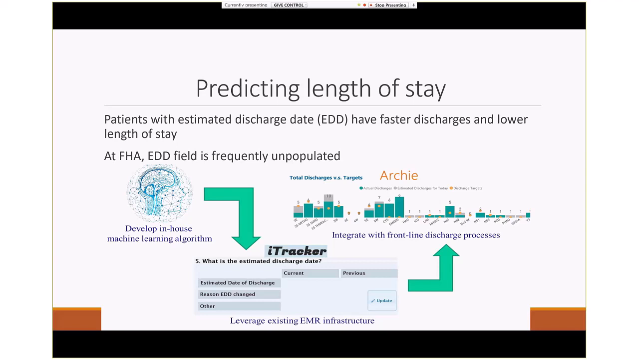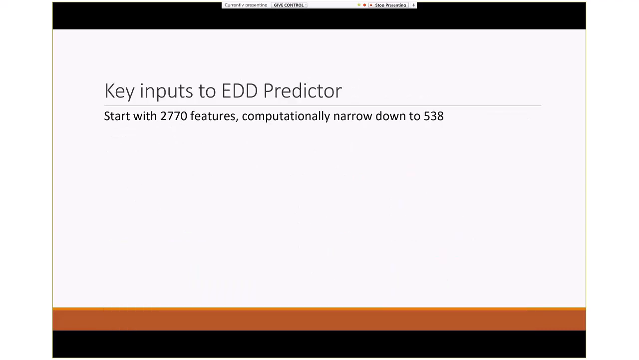And the way that we want that EDD to be used is to inform the daily number of people who can be discharged. We have a separate tool which pulls the EDD data from iTracker that informs, for every unit in the hospital, how many patients based on their EDD are ready to go back to the community today, and whether we have met those targets.